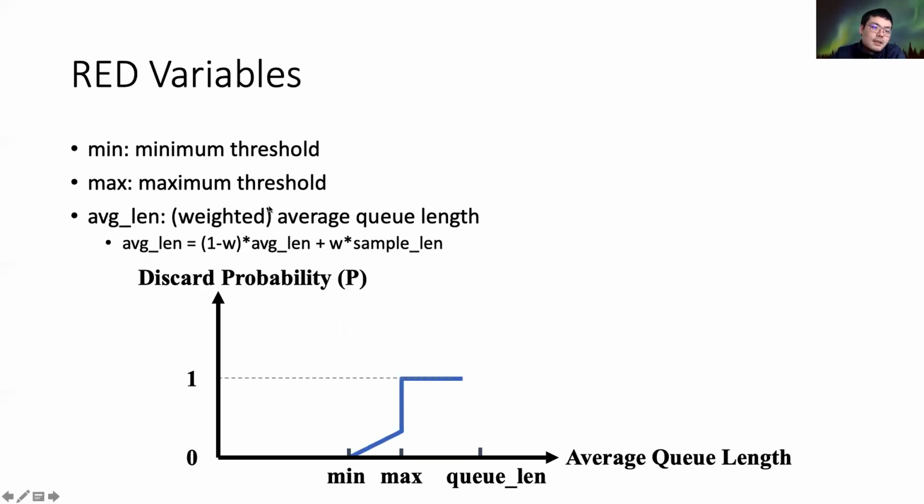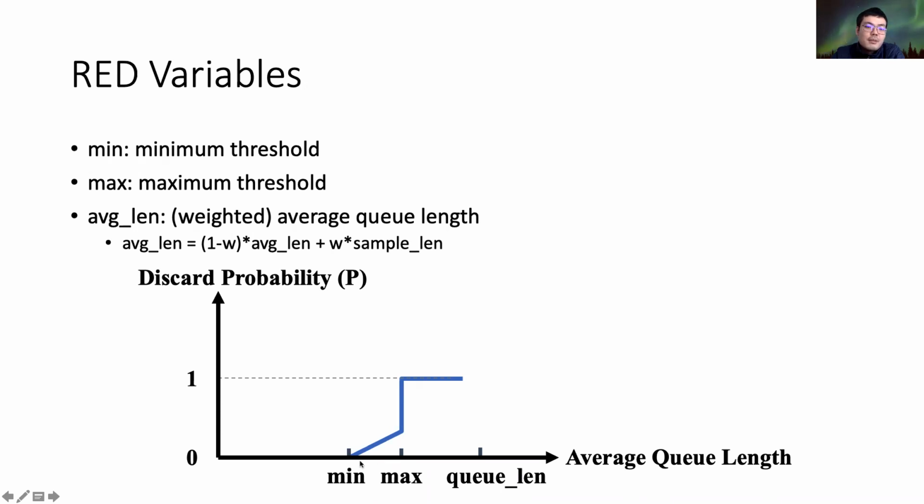So there are three RED variables, random early detection variables. The first is called the minimum threshold. If you look at a queue, this is probably where it's still quite empty. If less than the min threshold, then we don't even drop any packets. On the other hand, if we reach the maximum threshold, then we definitely need to drop packets because it has reached the maximum capacity of the queue.